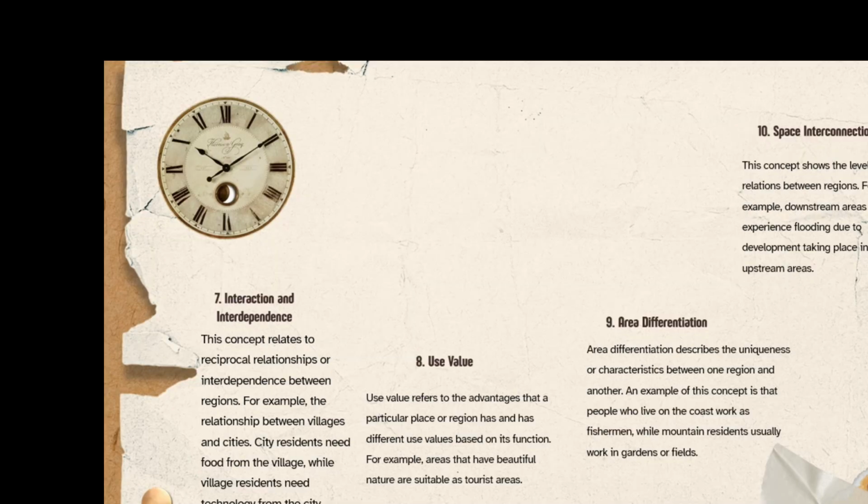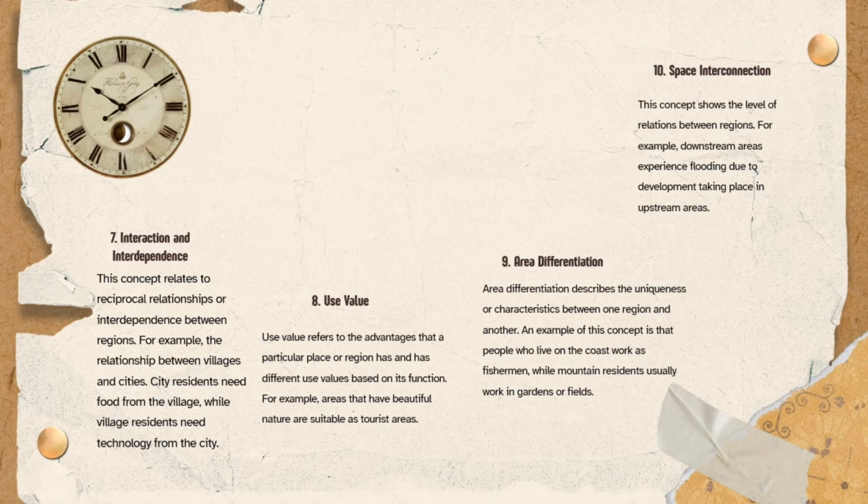Area differentiation. Area differentiation describes the uniqueness or characteristics between one region and another. An example of this concept is that people who live on the coast work as fishermen, while mountain residents usually work in gardens or fields. And the last concept is space interconnection. This concept shows the level of relation between regions. For example, downstream areas experience flooding due to development taking place in upstream areas.